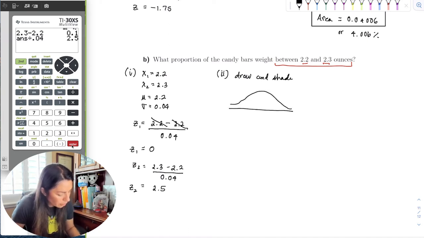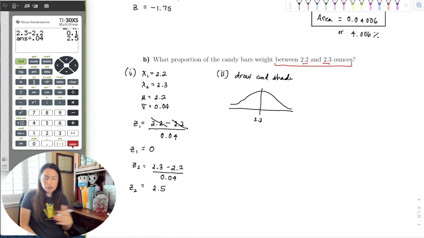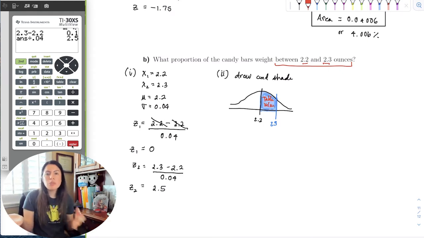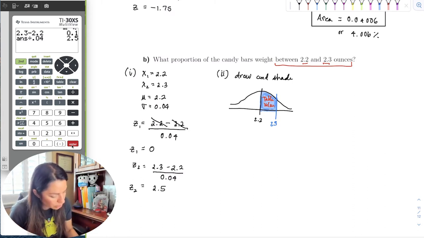Great. So if we wanted to draw and shade, we would have the mean at 2.2, which is the first observed value, and 2.3 is a little to the right of it. If it's between these two values, then the table value is this area. This is great because we hadn't done one of these where the table value was the area. We were always adding the table values or subtracting from a half or adding a half. This time, because it's from the mean of 2.2 to the value 2.3, all we have to do is look up the table value and that will be the proportion. So let's go ahead and look up the table value.